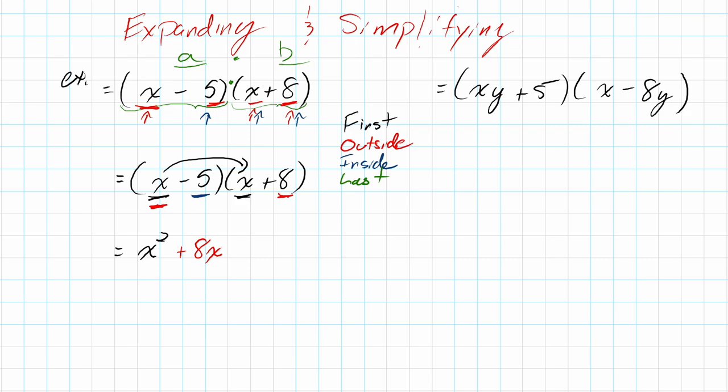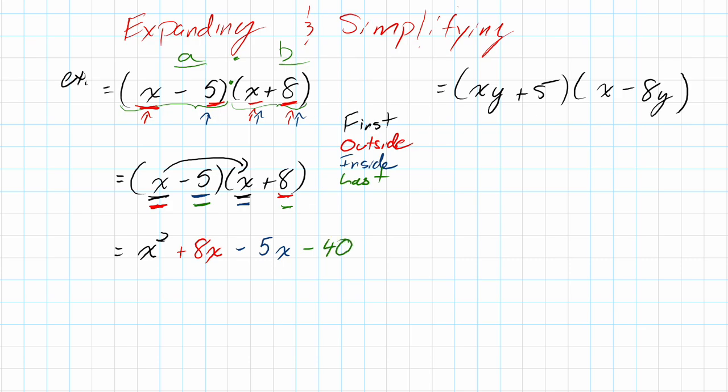And then we do the inside terms. The term on the right in the first bracket and the term on the left in the second bracket, which is -5 times x. That gives us -5x. And then finally, the last terms in each set of brackets. If you notice, I end up underlining every term twice, and that's how we know we've done it properly. -5 times 8 gives us -40.